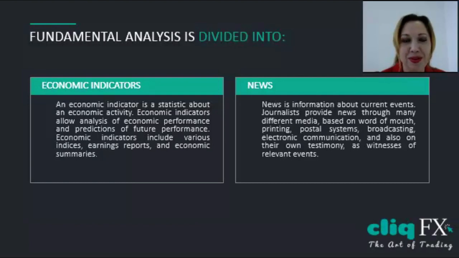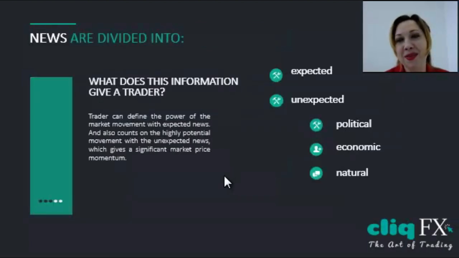Let's talk about news. News can be expected and unexpected, and they can be political, for example parliamentary or presidential elections, or they can be economic, like summits or speeches of the prime ministers and ministers of the countries, or the speeches, which are more important, of the presidents of the central banks. It's like G7, G20, and different meetings of the Federal Reserve System.